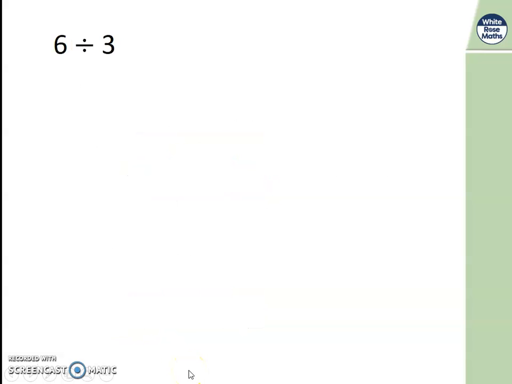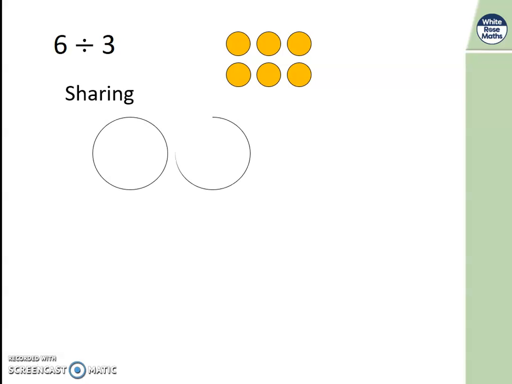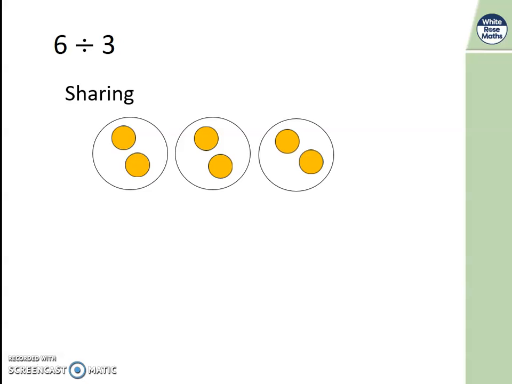You have a go at showing sharing and grouping for this division now, please. So we have 6 and we want to share it or group it into 3s. So let's have a look. There are 6 circles and we are sharing into 3. There's 1, there's 2, and there's 3. So you can move the 6 pieces into the groups equally. And how many do we have in each one? We have 2. So 6 divided by 3 equals 2.